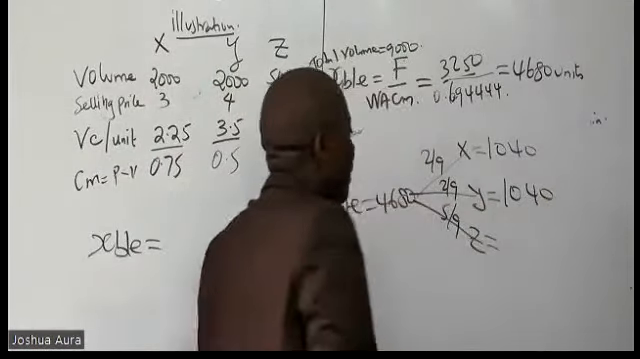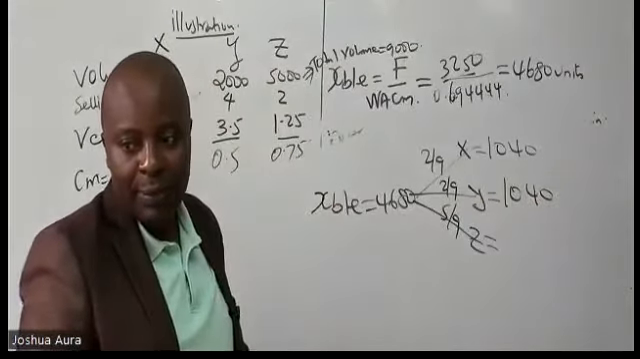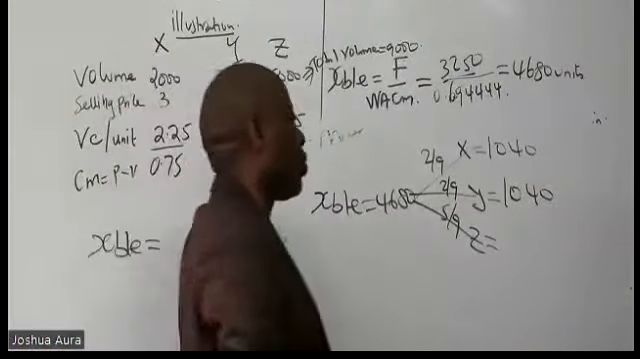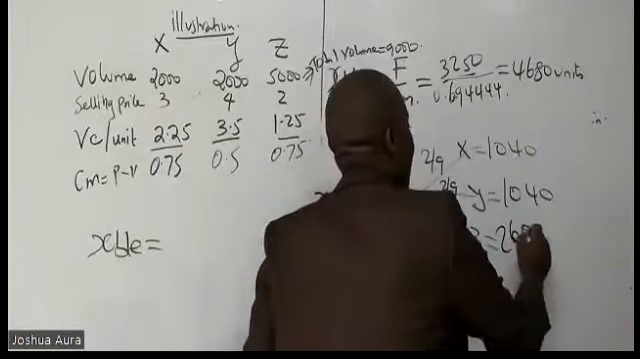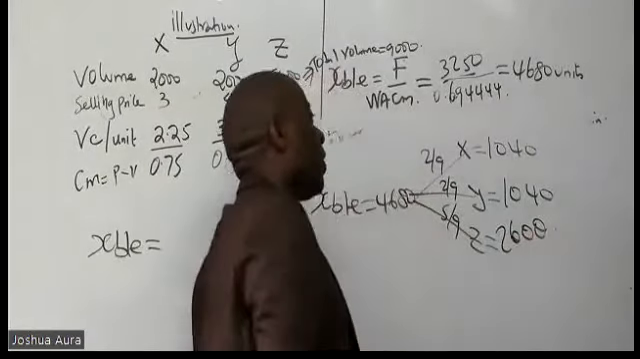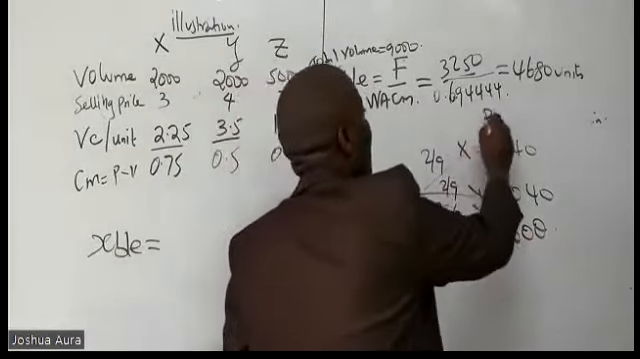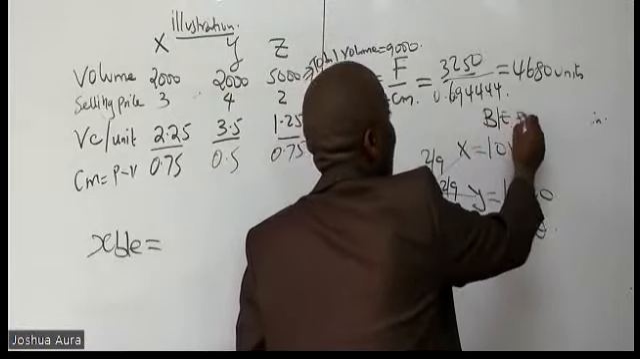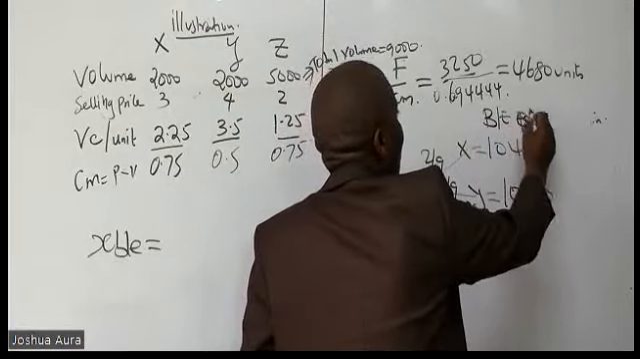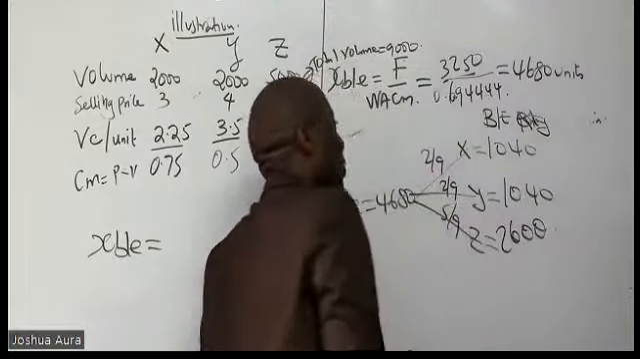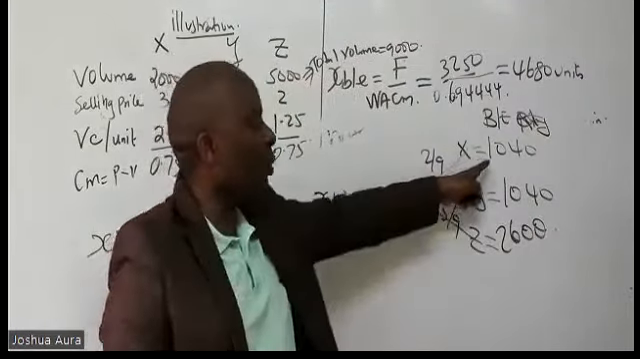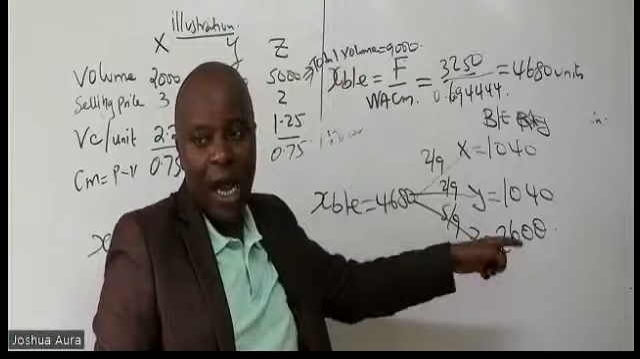And then lastly, Z will end up giving me 2600. So these are the break-even quantities. If you want us to earn zero profits from each of the products here, ensure that we are able to produce these figures.